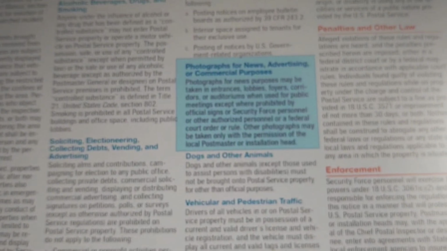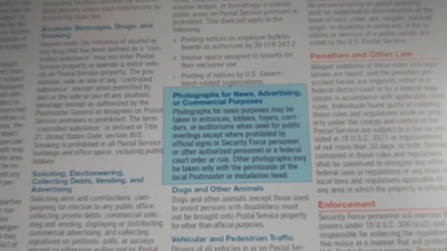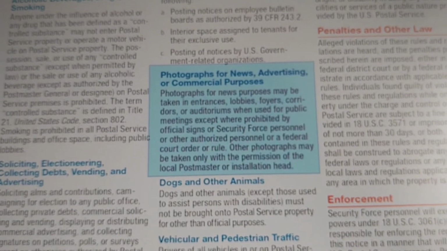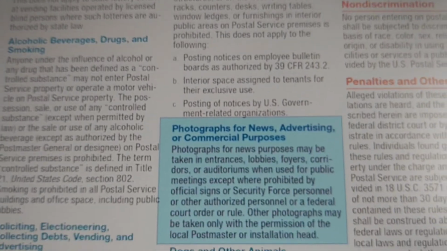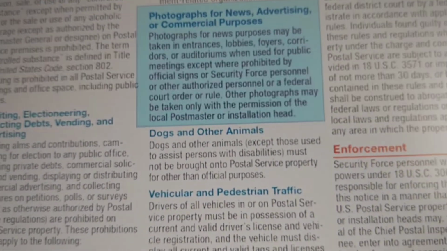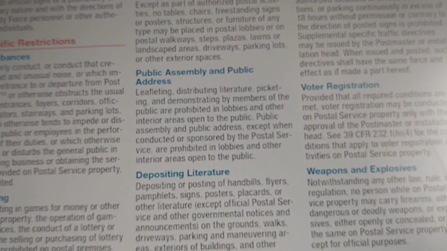If you continue to film even after being told to stop by an employee, they can have you removed and then eventually trespassed. Other photographs may be taken only with the permission of the local postmaster or installation head. If it is not for news purposes, then you have to explicitly get permission from the administrator of the building.